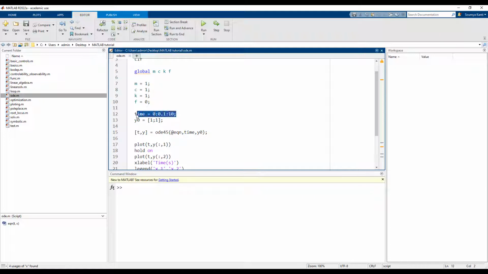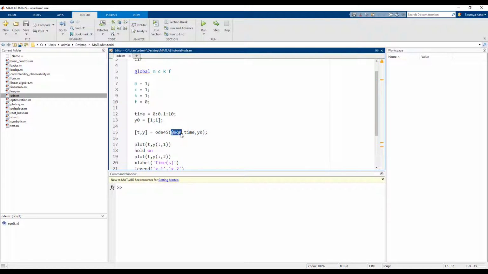You specify the time for which you are going to simulate these equations. So I am going from 0 to 10 with a step of 0.1. You always need to provide some initial conditions to solve a differential equation. So I am giving that x1 at t equals 0 is 1 and x2 at t equals 0 is 1. Actually x is 1 and x dot is 1 at time t equals 0, and this is how you will solve it. You solve it with ODE45.